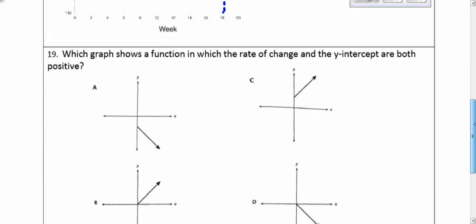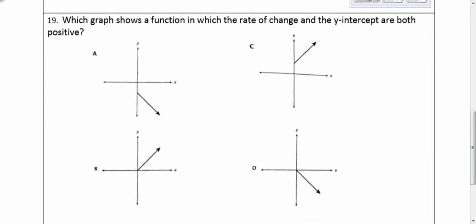Number 19, which graph shows a function which the rate of change and the y-intercept are both positive? So first off, y-intercept being positive, you know that it has to be above the axis of 0. So the y-intercept has to be above the origin. This one right here, we can already see that the y-intercept is below the 0, 0 part. So this is a negative y-intercept. Whatever it is, it's negative. So they're looking for a positive y-intercept. That's out. This has a positive y-intercept.